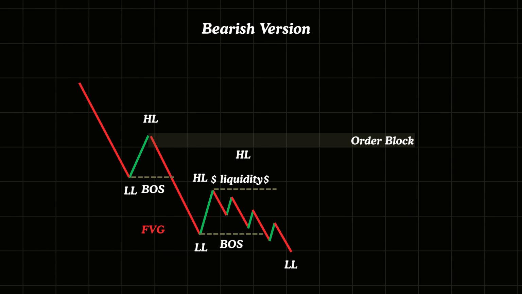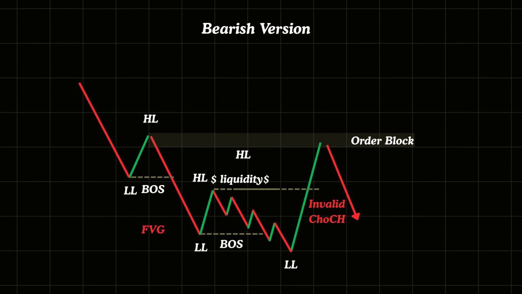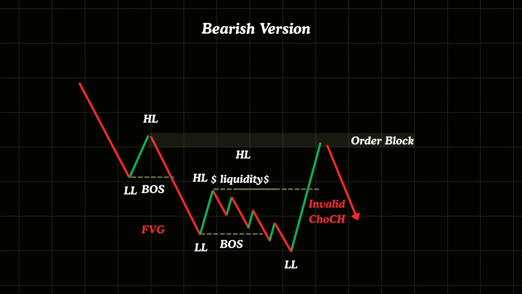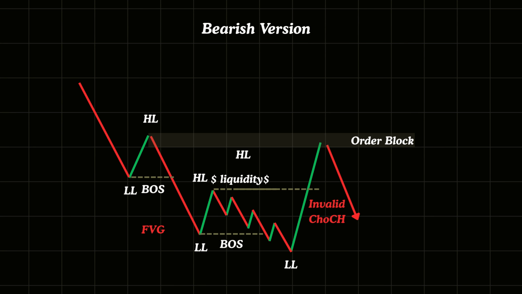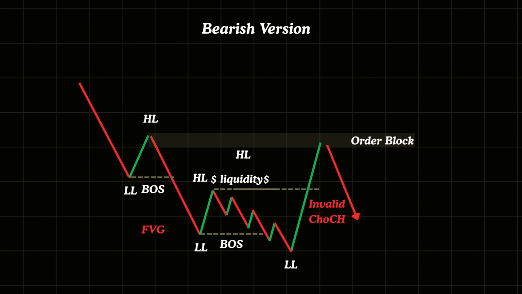In this case, any change of character, CHoCH, to the upside is not considered a genuine reversal but rather a liquidity grab. This move is designed to trap early buyers and collect stop losses above the swing high before resuming the primary bearish trend. Here's how we approach this setup.